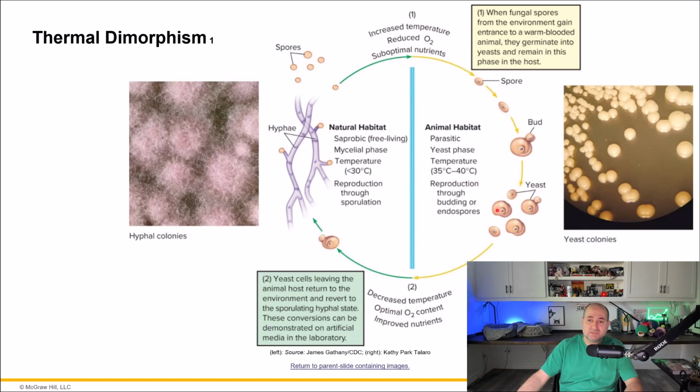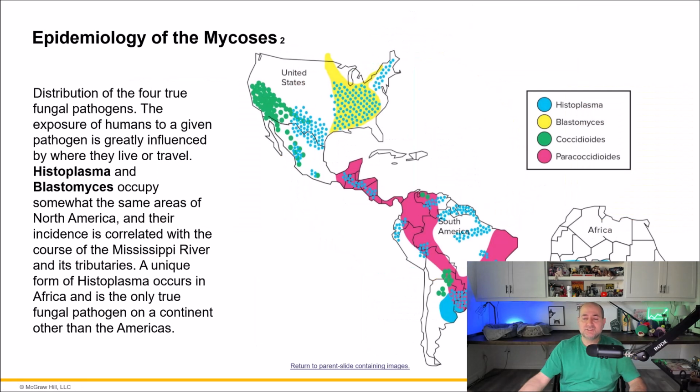The fungus grows as a mold on the human body, and it grows as hyphae outside of the human body at that lower temperature. And remember, body temperature is 37 degrees C. And do you remember that most of these true or primary pathogens are found mainly in North America, South America, and parts of Central Africa?